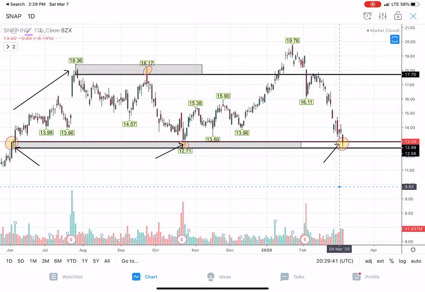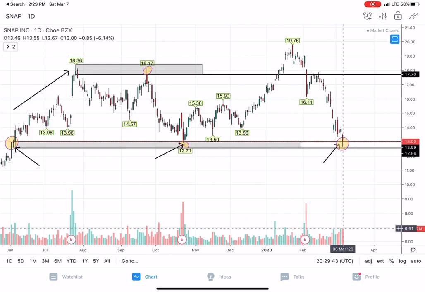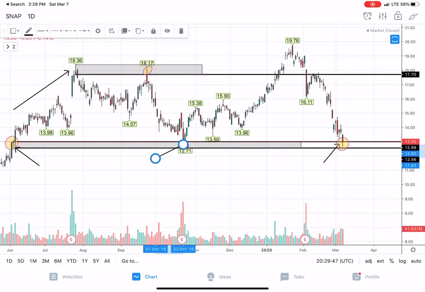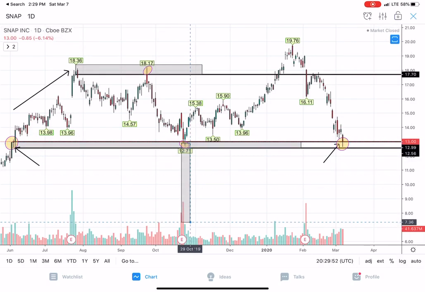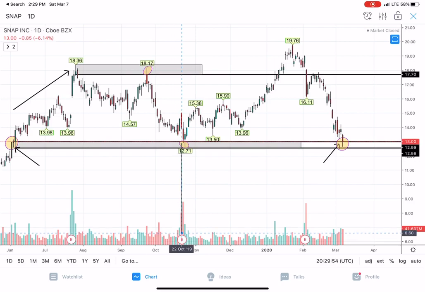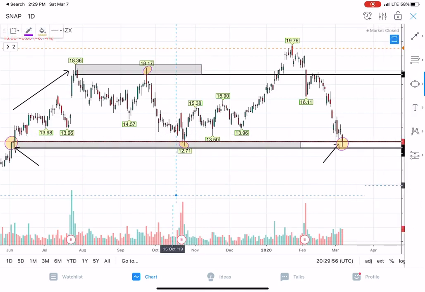But look at the volume. Look at the volume here. Look at how minimal it is. Look at the volume when it happened on a fresh touch in this zone. Look at the volume now. Look at down there. Massive institutional activity. Why?